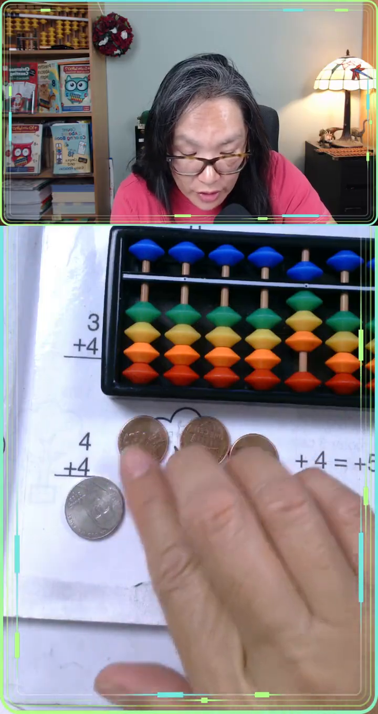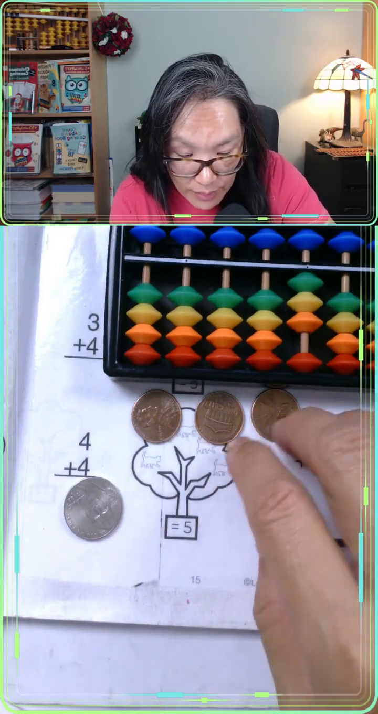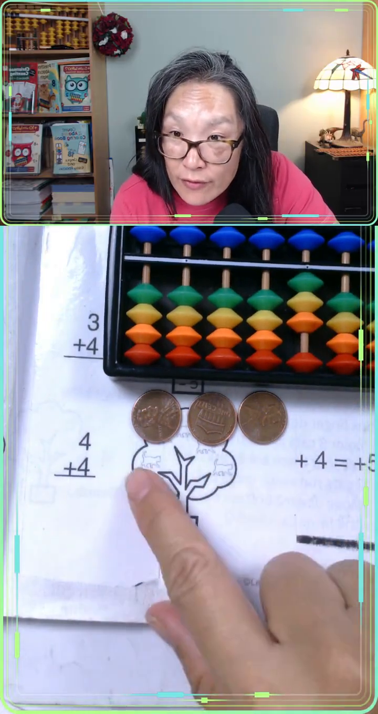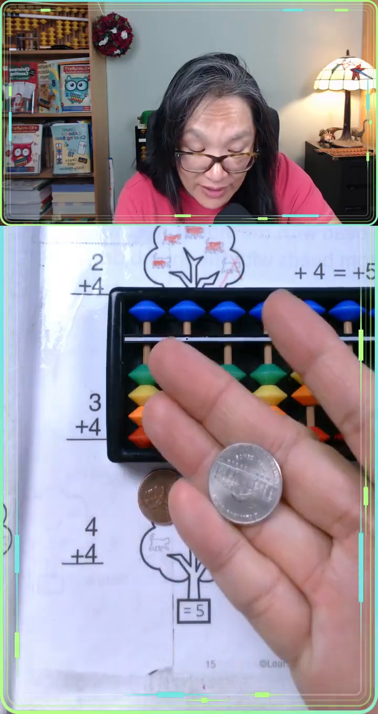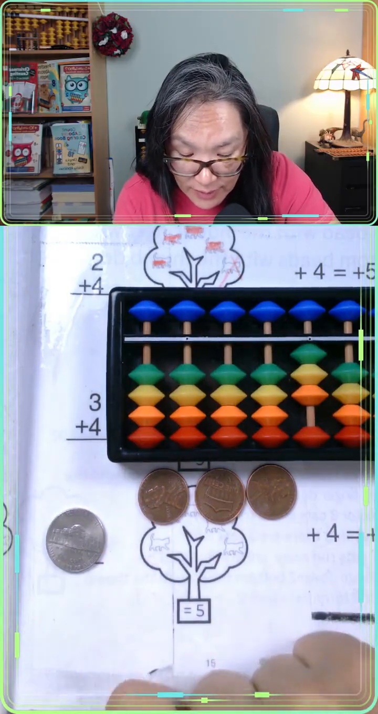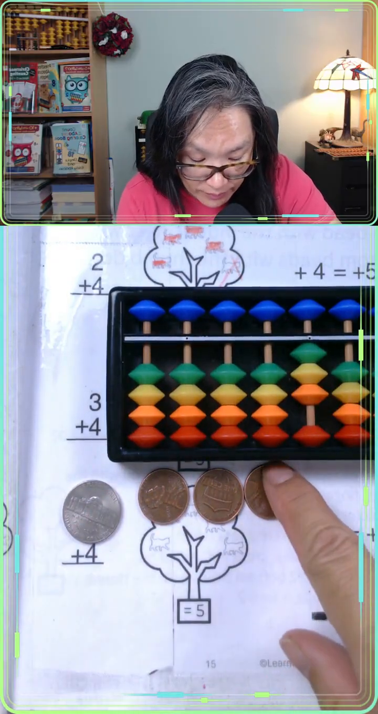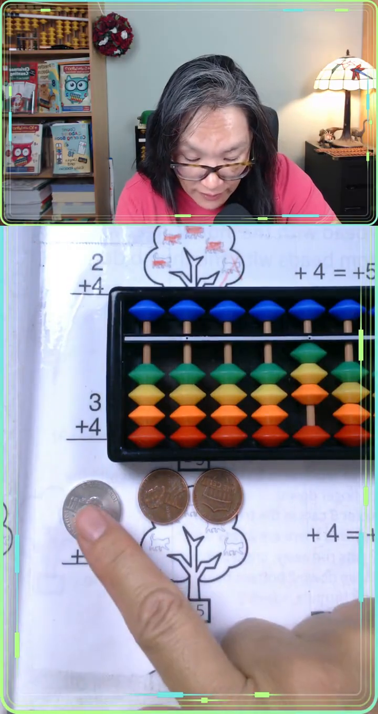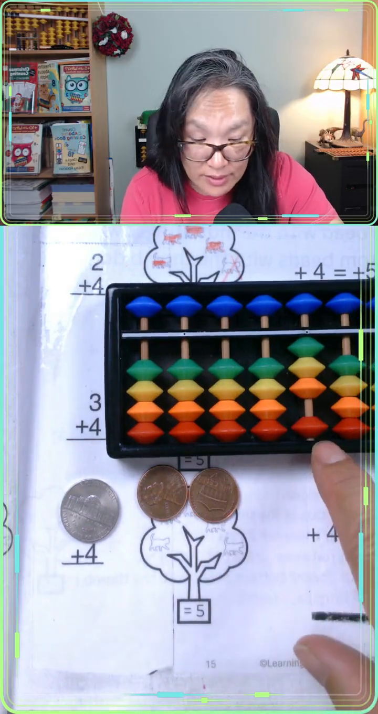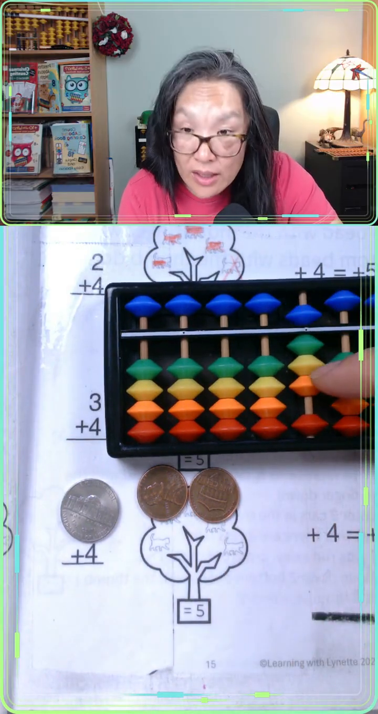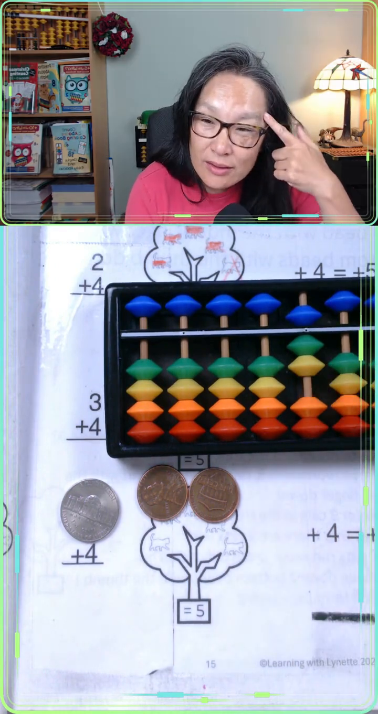I can do it again on my other one. So let's do 3. 3 on my abacus, 3 pennies. I don't have enough to add 4. What do I do? I have a nickel. I can give you my nickel, but that's too much. I need to take away 1. So my final answer is 7: 5, 6, 7. I could do it again on my abacus. Add the 5, take away the 1, and my final answer is 7.